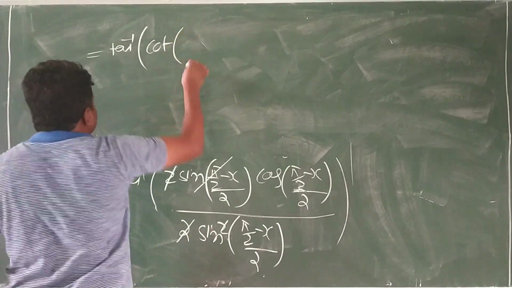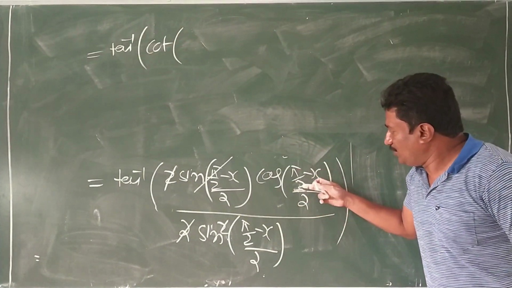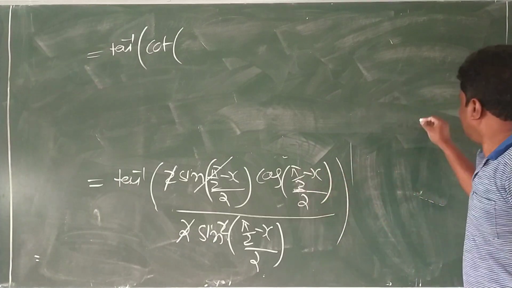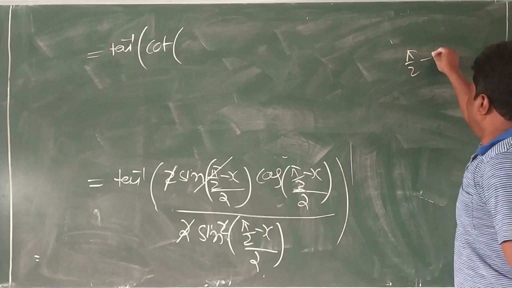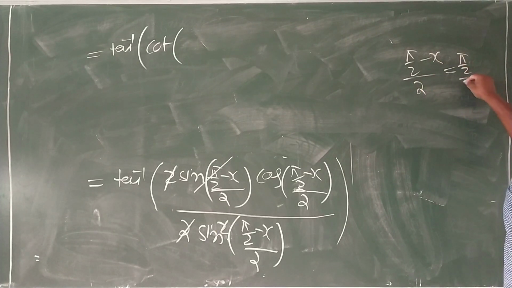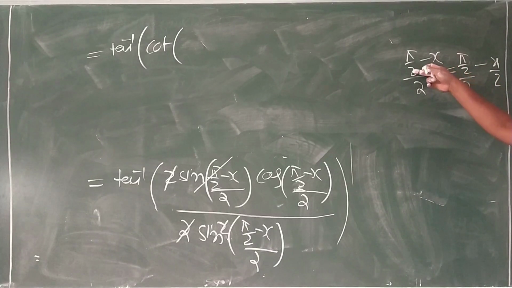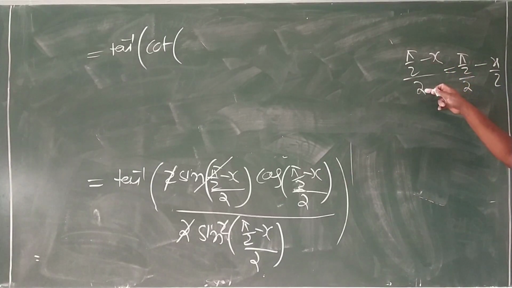Look at the students. I go for simplifying this. Pi by 2 by 2. Split it. Pi by 2 minus x by 2. Splitting, carefully observe. This 2 is in the denominator. This 2 is also in the denominator. Two 2s are 4. Don't go for cancelling.